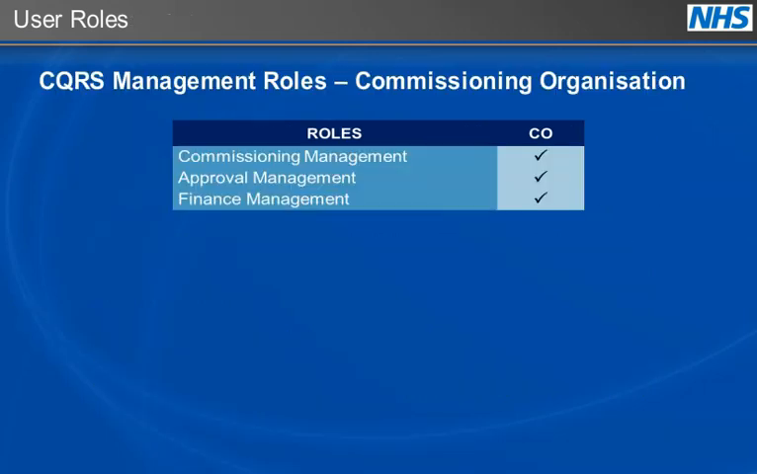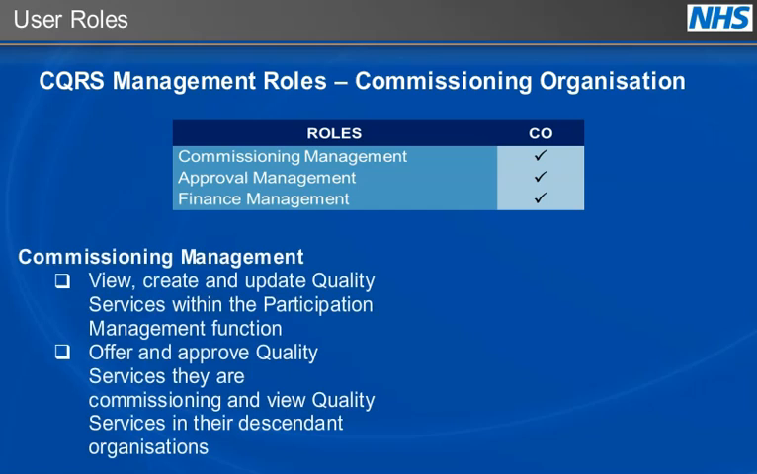The commissioning organization has three management roles: commissioning, approval, and finance. The commissioning organization can view, create, and update quality services within the participation management function. Parent organizations with descendant data permissions may view report details on the quality services commissioned by their descendant organizations. As well, using allocated report permissions, parent organizations may authorize descendant organizations viewing rights to specific services the parent organization has commissioned.